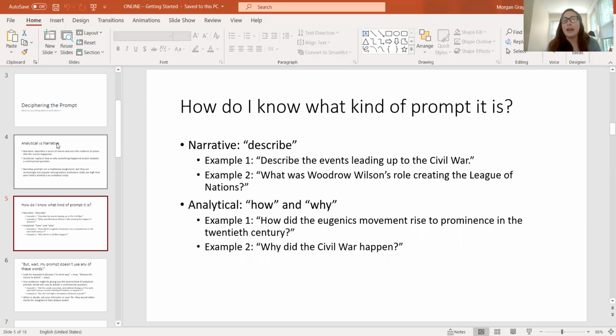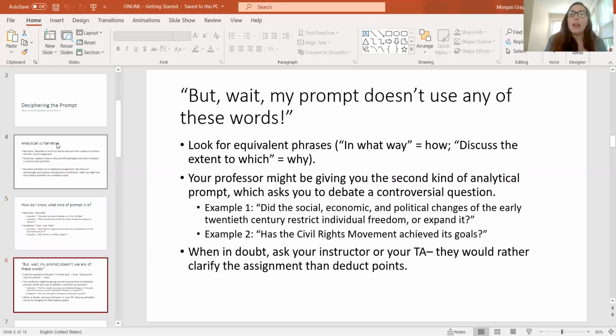You're not just saying the events, you're saying why they're important and how they generated the war. You're not just saying what the eugenics movement was, but you're saying here are the societal factors that allowed it to rise. So these are very different things. You're not just talking about what happened, you're talking about why it matters.